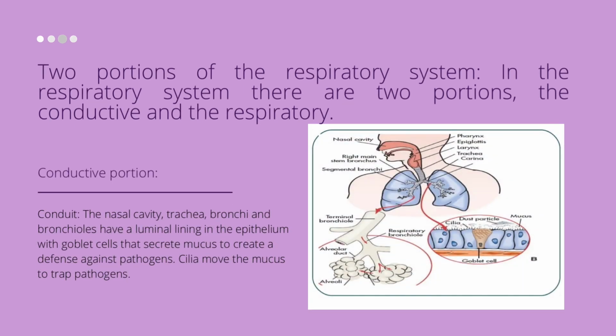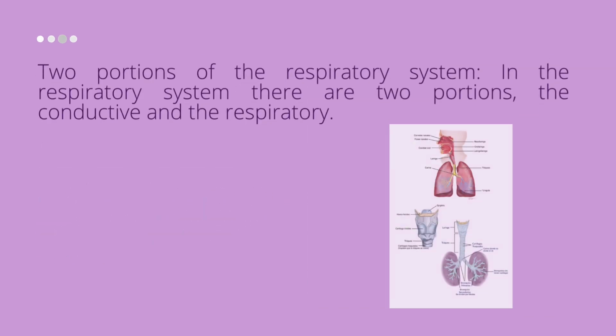In the respiratory system there are two portions, the conductive and the respiratory. Conductive portion: the nasal cavity, trachea, bronchi, and bronchioles have a luminal lining in the epithelium with goblet cells that secrete mucus as a defense against pathogens. Cilia move the mucus to trap pathogens.